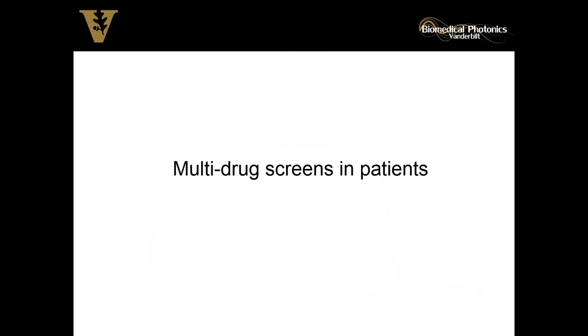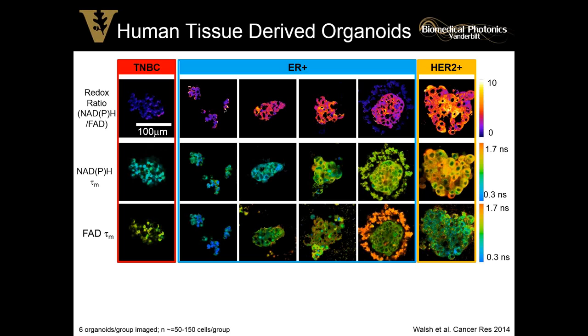I just wanted to show a little bit about how we've established feasibility for using these methods in patient tumors. So far, we've looked at 6 patients. We have additional patients I don't have in this talk, but I wanted to give you an overview of triple-negative breast cancer patients, ER-positive patients, and HER2-positive patients. And these are representative images of the fluorescence intensity of NADH and FAD, the redox ratio, the mean NADH fluorescence lifetime, and the mean FAD fluorescence lifetime. These tumors were obtained from patients at the time of surgery, and then we digested them and embedded them in 3D Matrigel into these organoids.